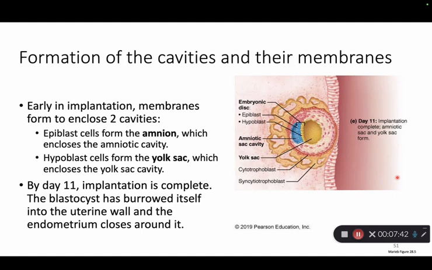Early on in implantation, two important cavities will form. The amniotic cavity is enclosed by epiblast cells and will eventually surround and protect the embryo. The yolk sac cavity, which is formed by hypoblast cells, will provide early nutrition and plays a role in blood formation. By day 11, once the blastocyst is completely implanted and enveloped by endometrial tissue, this is a critical milestone in gestation and really moves us from this early onset stage to further developmental processes.